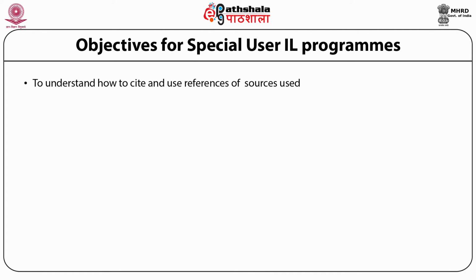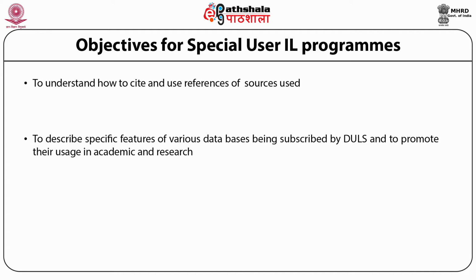To understand how to cite and use references of sources used, to describe a specific feature of various databases being subscribed by DULS and to promote their usage in academic research. So with the help of this objective, DULS is trying to explain the different types of resources in the form of databases in different disciplines available to the different types of users. And with the help of that, if the users are aware about the different sources useful for them, they are going to use that information for their academic and research purposes. Ultimately, this will lead to the usage of library resources and services.